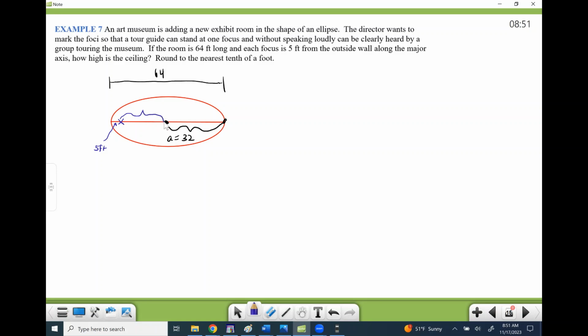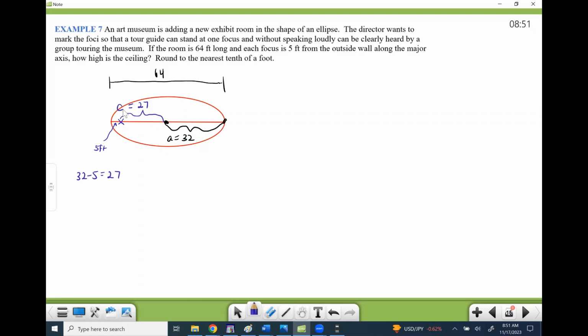So how we're going to get that is we already know this whole thing is 32, right? So if I do 32 take away 5, then that must mean that it must be 27 from the focus to the center. That way we have 27 plus 5 more. Bam, there's our 32. Another pop quiz. What letter did we just find? Hopefully you said C.